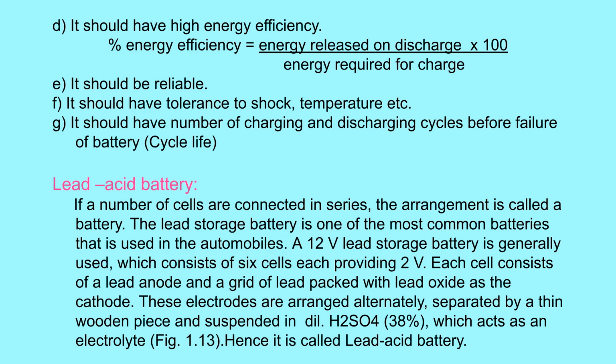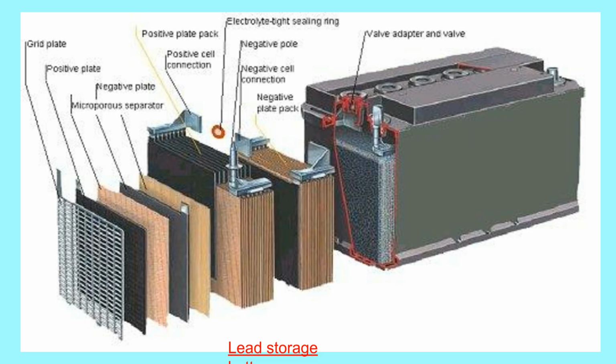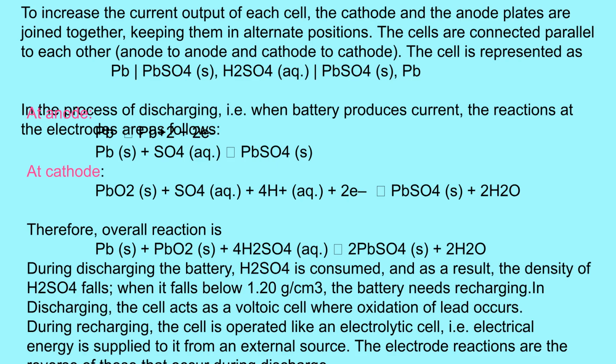The lead-acid battery, commonly used in automobiles, consists of cells connected in series, each providing 2V. It uses a lead anode, a lead oxide cathode, and sulfuric acid as the electrolyte. This image illustrates the construction of a lead storage battery, showing the arrangement of positive and negative plates, the separator, and the electrolyte connections. To maximize current output, cells are connected in parallel.